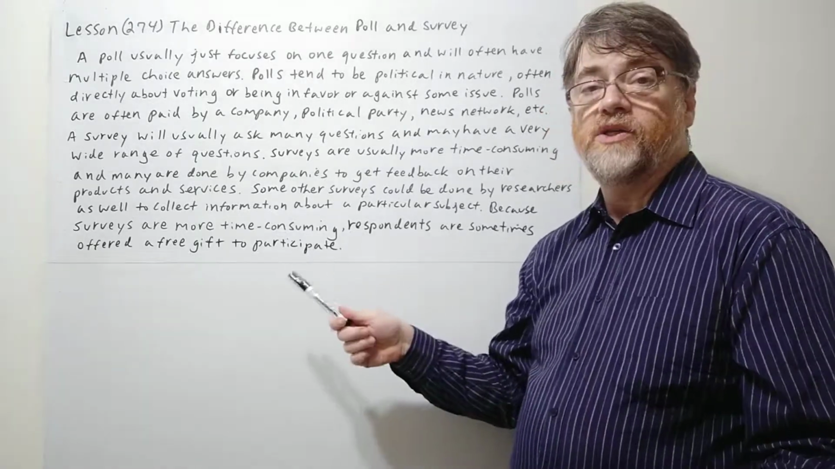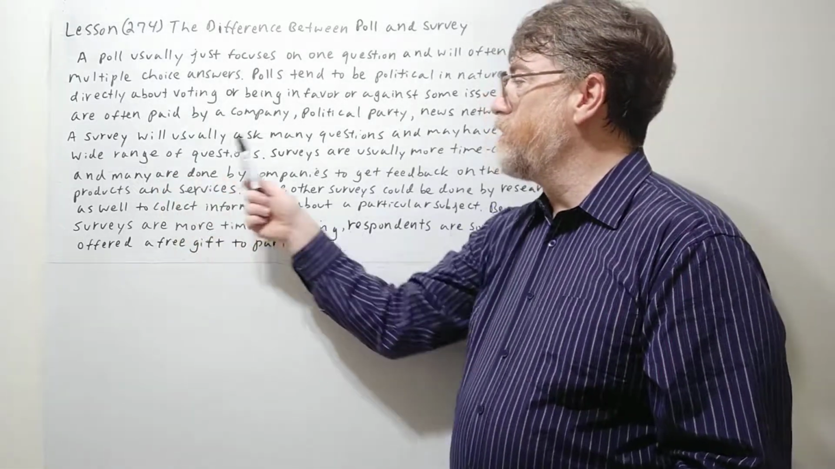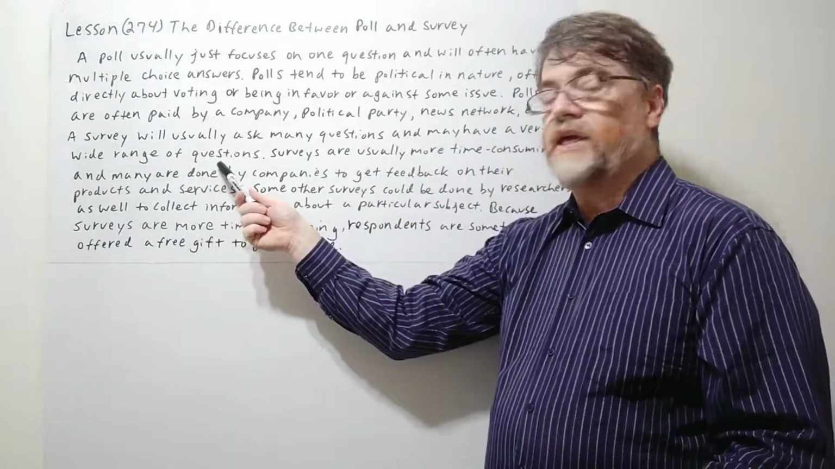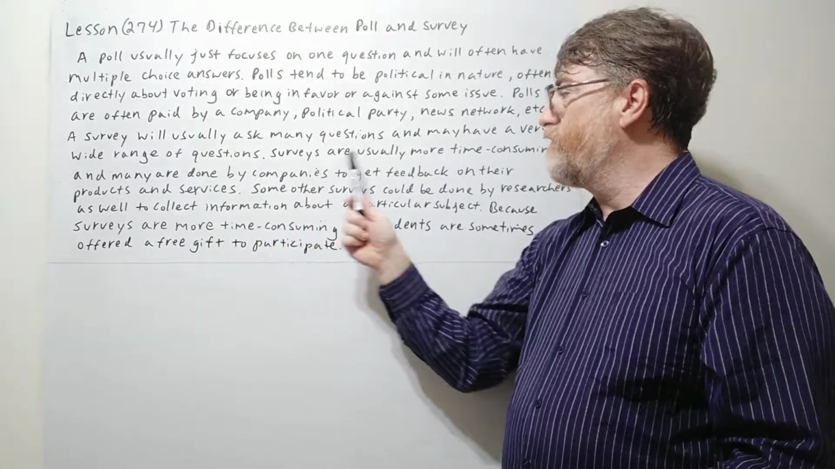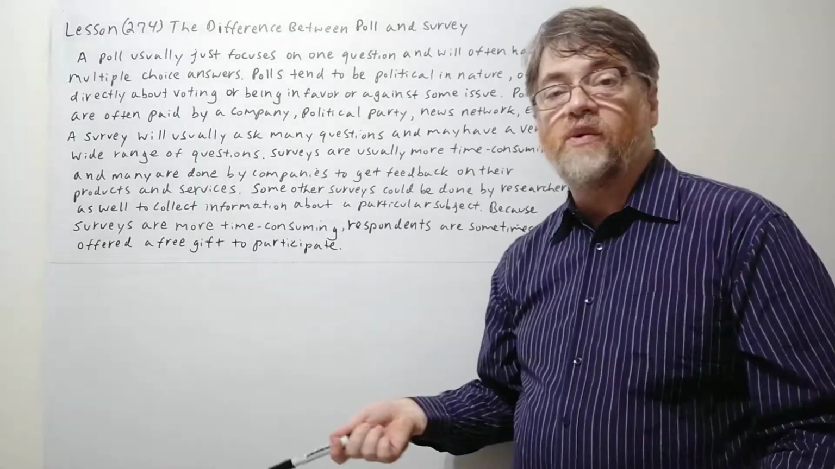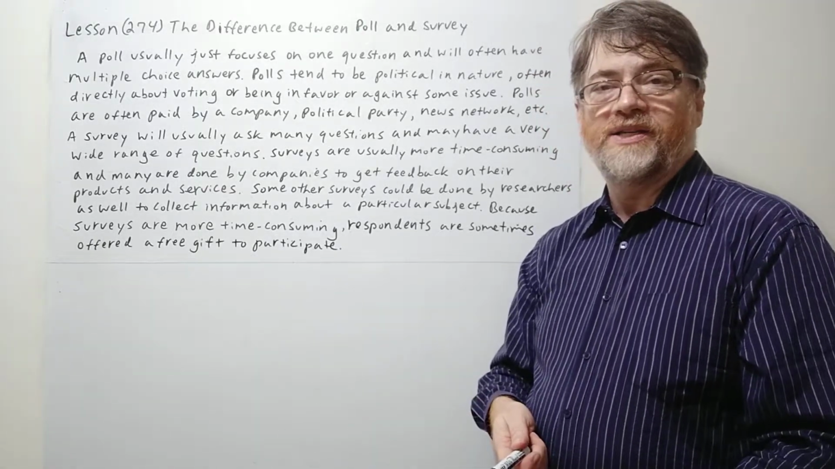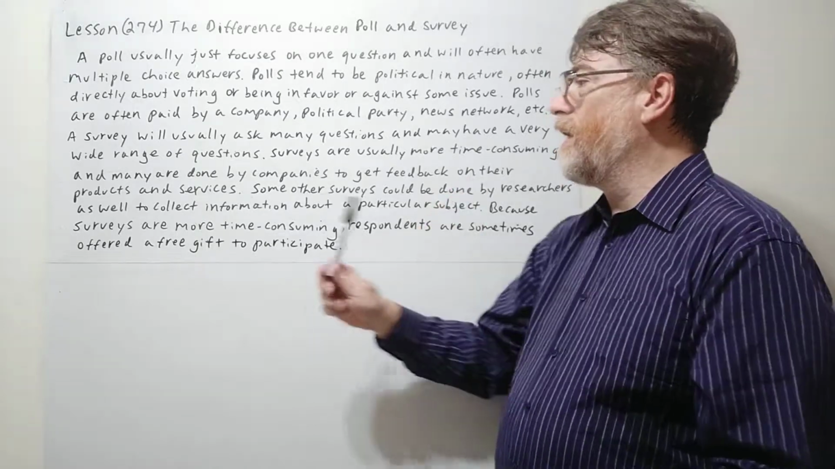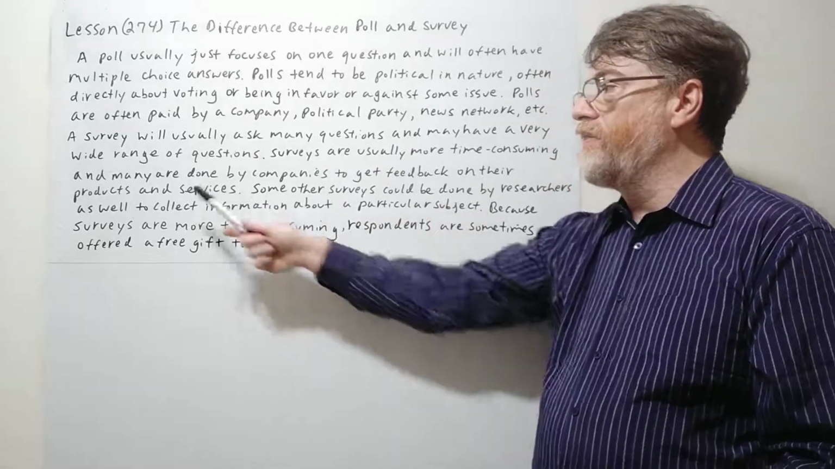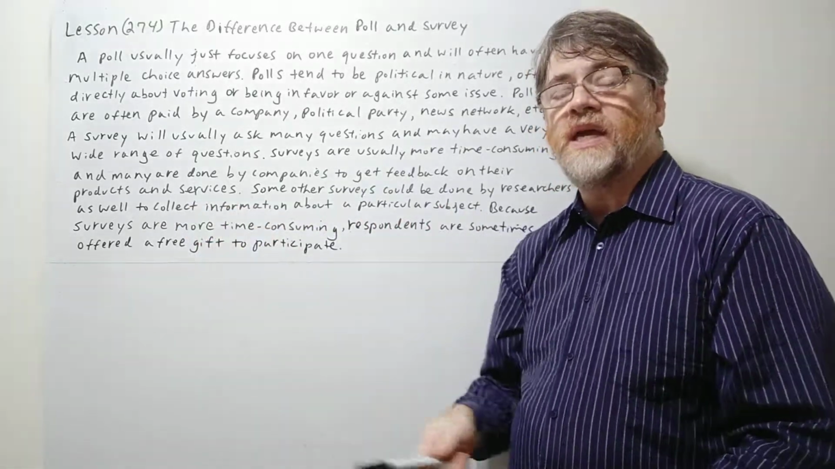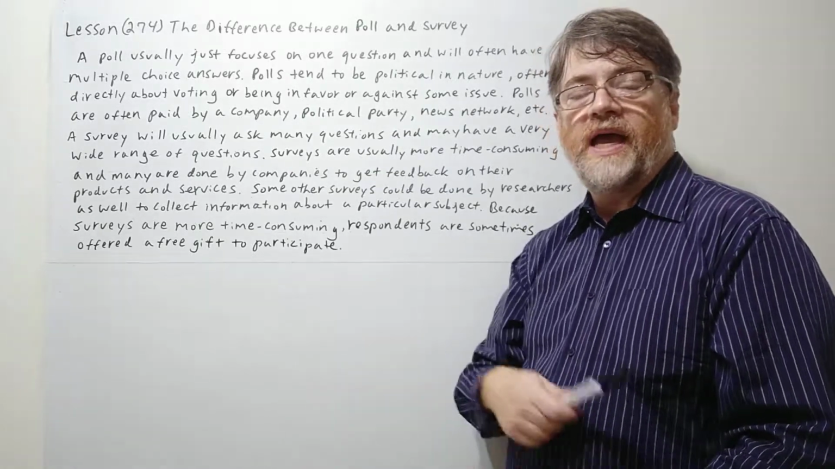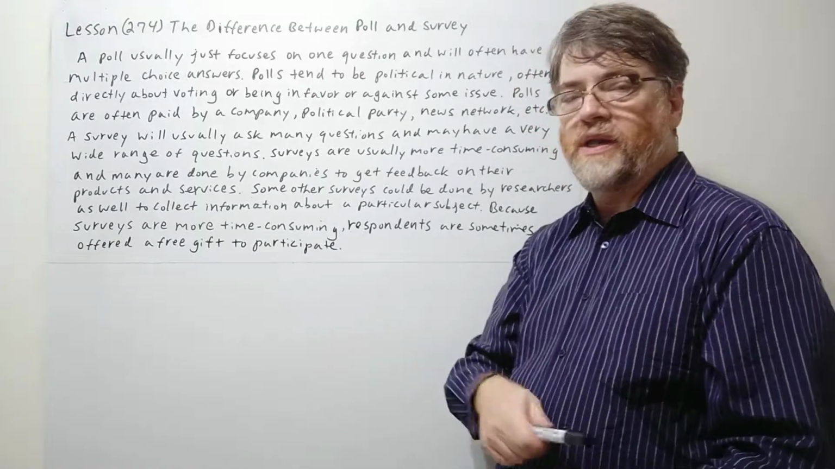All right, let's take a look at a survey. What's a survey? A survey will usually ask many questions and may have a very wide range of questions. Surveys are usually more time consuming, because they may ask 10 questions or 20 questions. So that could sometimes take time. And many are done by companies to get feedback on their products and services. Some companies, they want to know if somebody tried their product before, or have they ever heard of their company, or what do they like or don't like.